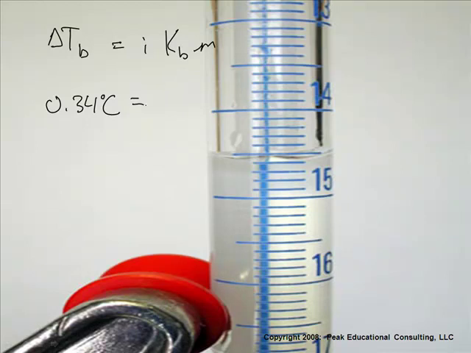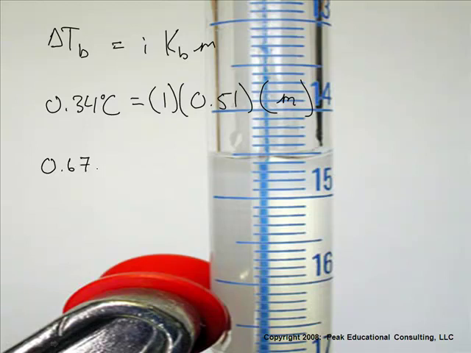So this will be equal to 1. And actually, just as a side note, on the AP exam, they always have i equal to 1 in a molar mass problem. I've never seen it the reverse, because we'll talk about that in a second. Kb, wasn't it 0.51? Yeah. I can solve for the molality, right? You can. Times m. So if you just divide both sides by 0.51, what do you get? 0.666. So you get 0.67.